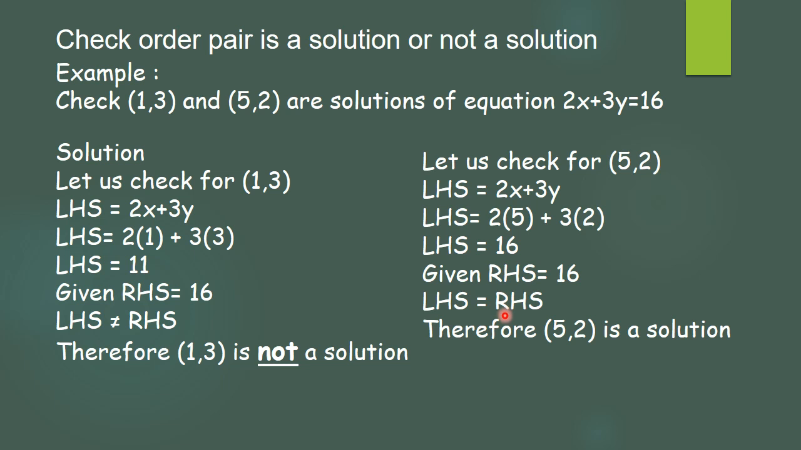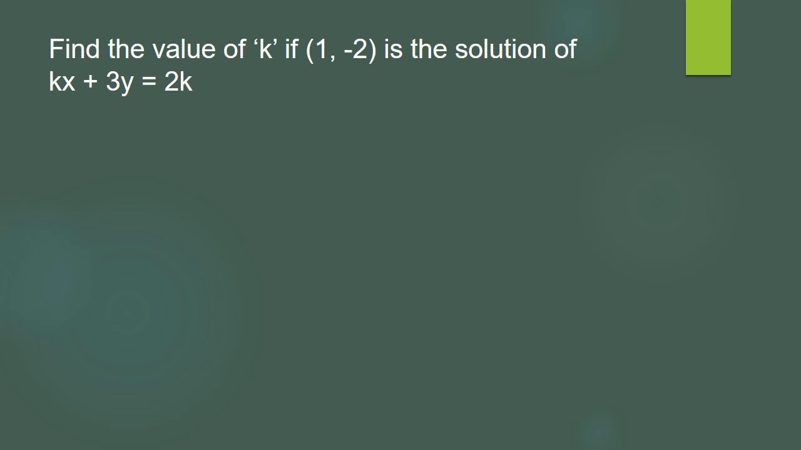Now the next question, that is the last question of that exercise, is: find the value of k. They have given: find the value of k if 1 comma minus 2 is the solution of kx plus 3y is equal to 2k. Now what have they stated? The ordered pair is given, the equation is also given, and they have stated that it is a solution. As it is a solution, it should be satisfied by this point, and using that we will find the value of the unknown k here.